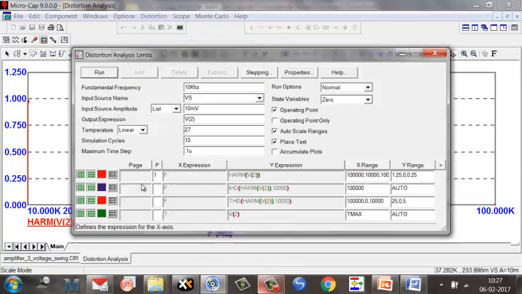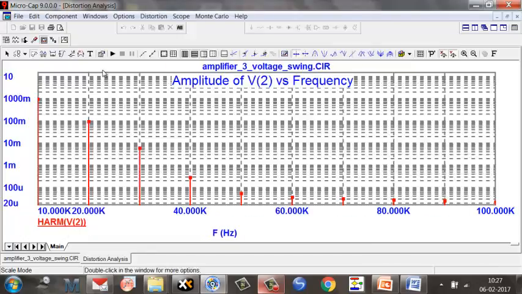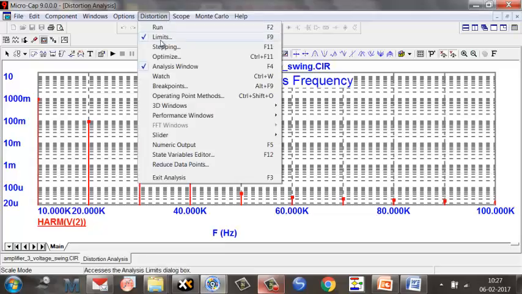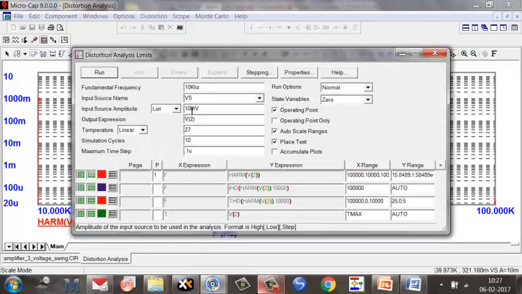You'll see it more clearly maybe if I change it. Okay, so what has happened is, what is it showing? That I've driven a 10 kilohertz sinusoid with a magnitude of 10 millivolt.